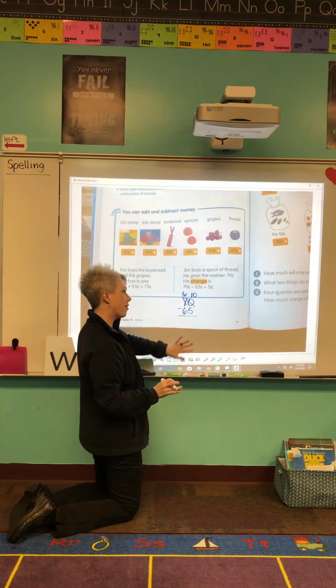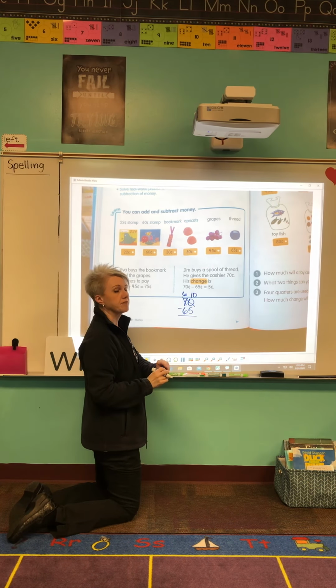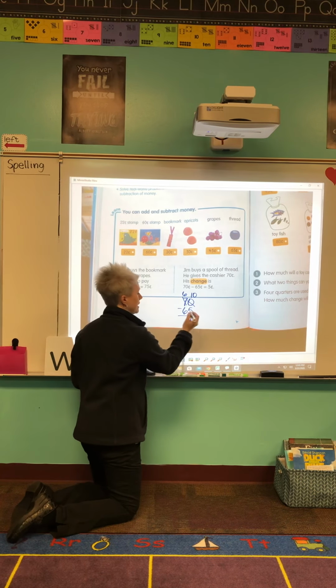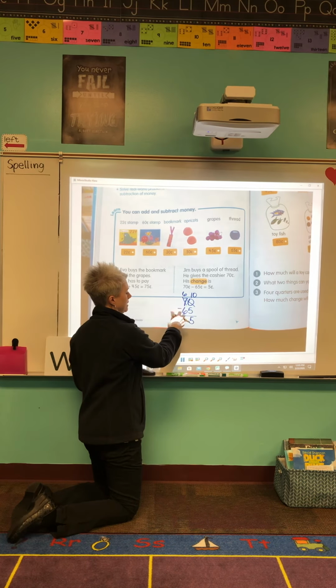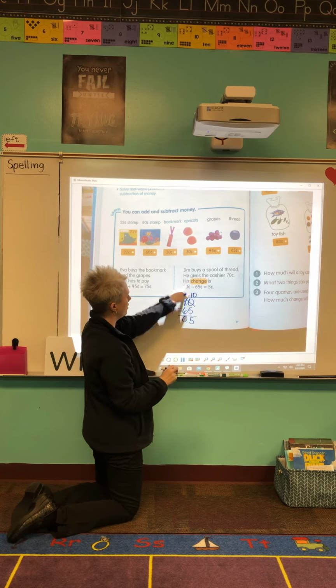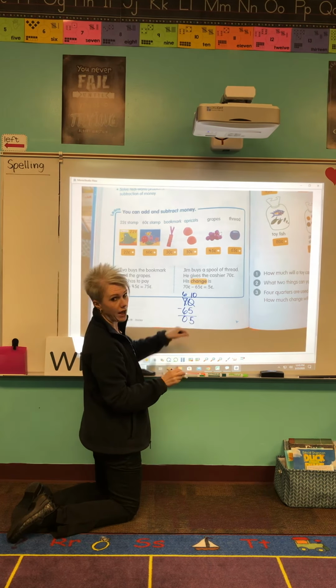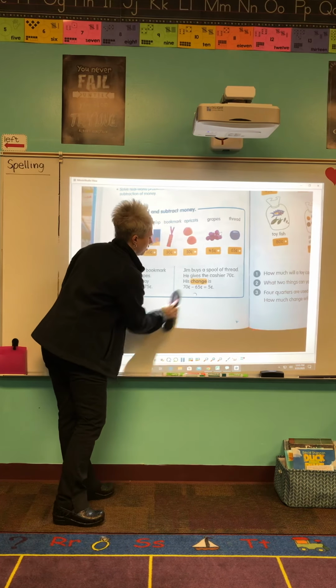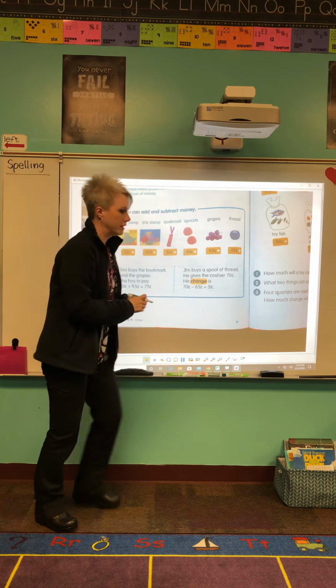Now looking at my problem, can I do the math? Yes, I can. 10 take away 5 is 5. 6 take away 6 is 0. So his change is 5 cents. And you guys are really good at that. So we'll stick with that. All right, let's look at our next page.